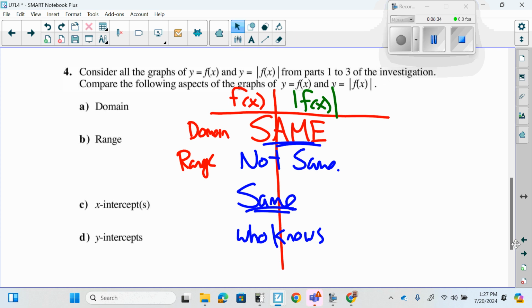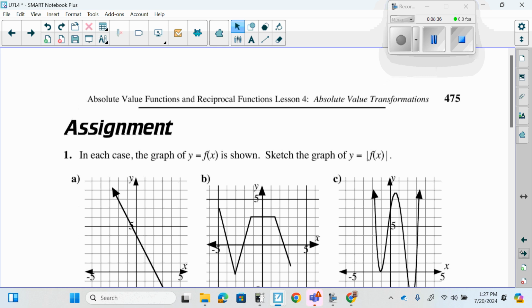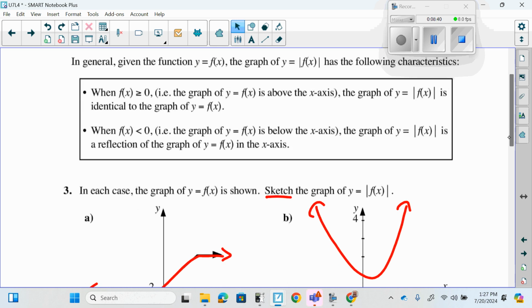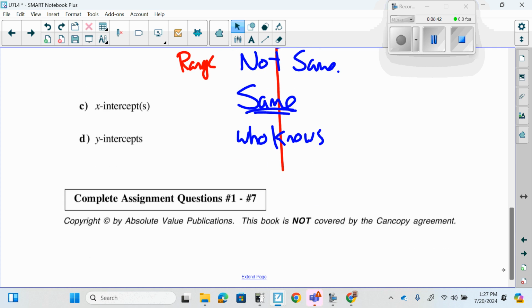Wow, is that really just the assignment already? That's the end of the lesson? Okay. Oh, I don't even know.